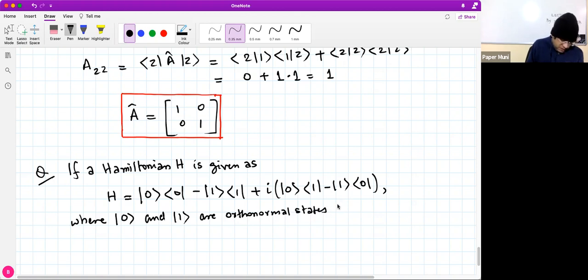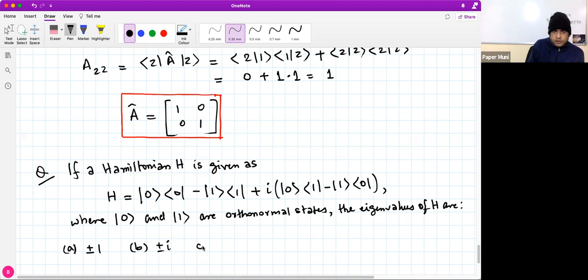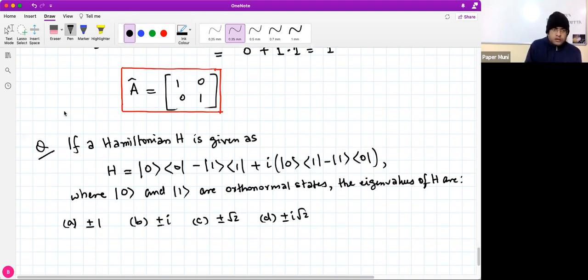All right, and the eigenvalues of H are, you need to find out the eigenvalues of H. So A option is plus minus 1, B option is plus minus iota, C option is plus minus root 2, and D option is plus minus iota root 2. All right, so this is a question from JEST 2015. Now similar questions are asked in JEST, also in NET, also in GATE, also in TIFR also.